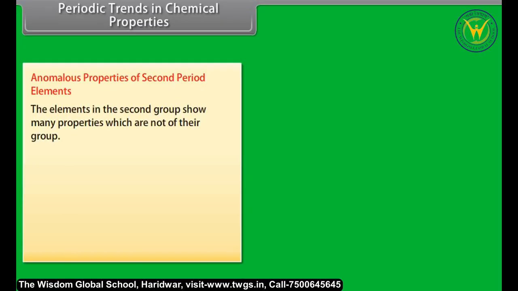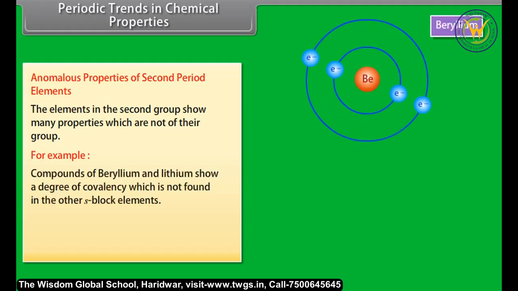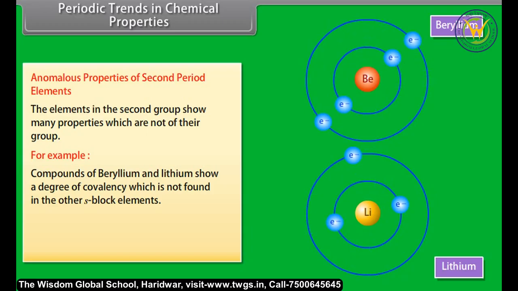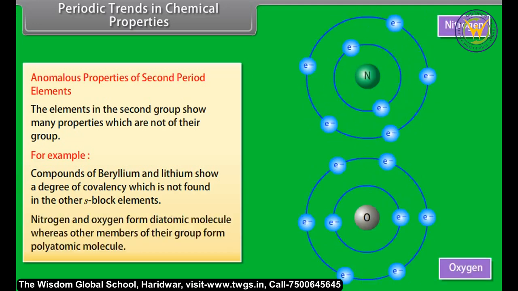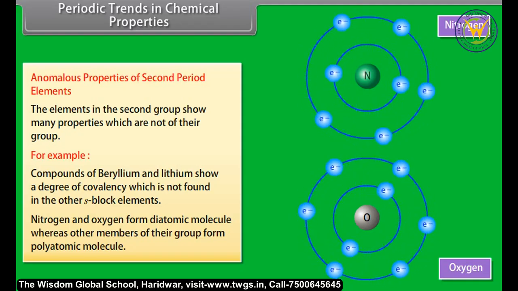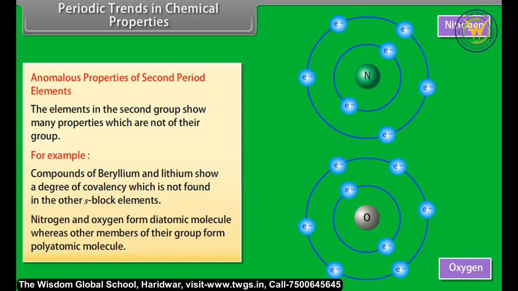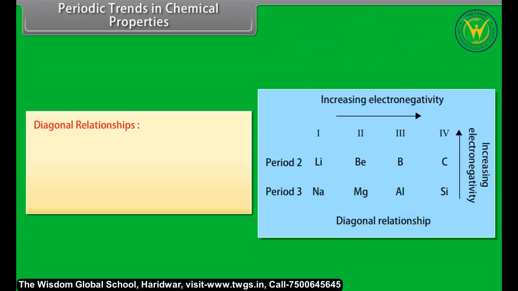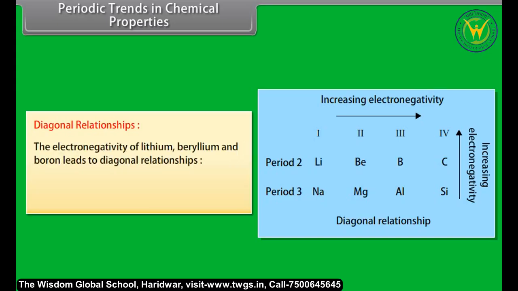Anomalous properties of second period elements. The elements in the second period show many properties which are not found in their group. For example, compounds of beryllium and lithium show a degree of covalency which is not found in the other s-block elements. Nitrogen and oxygen form diatomic molecules, whereas other members of their group form polyatomic molecules. Diagonal relationships. The electronegativity of lithium, beryllium and boron leads to diagonal relationships. Lithium is strikingly similar to magnesium, beryllium to aluminum, and boron to silicon.